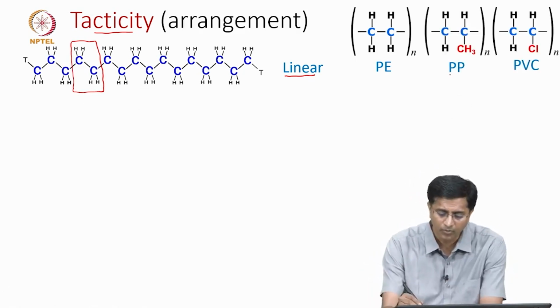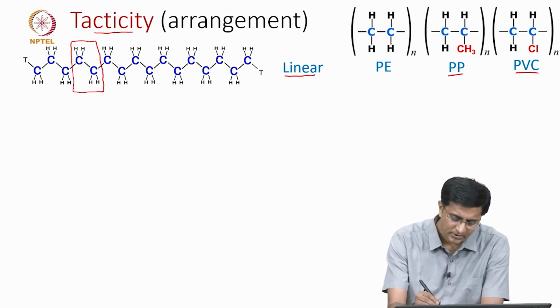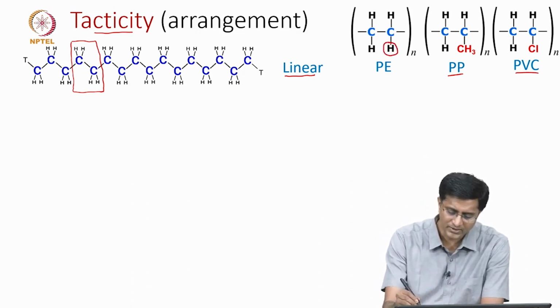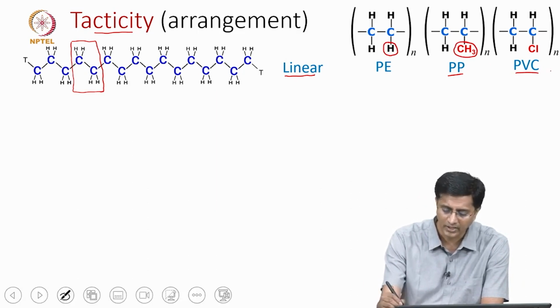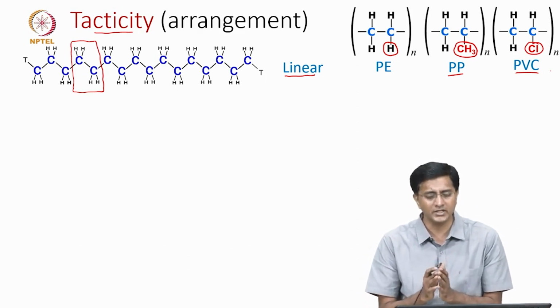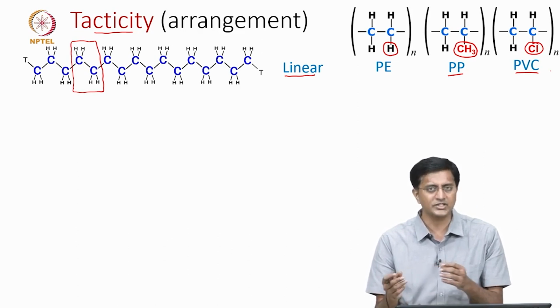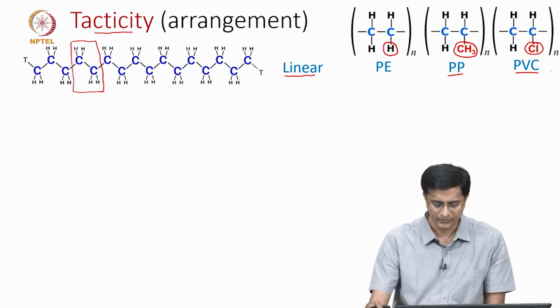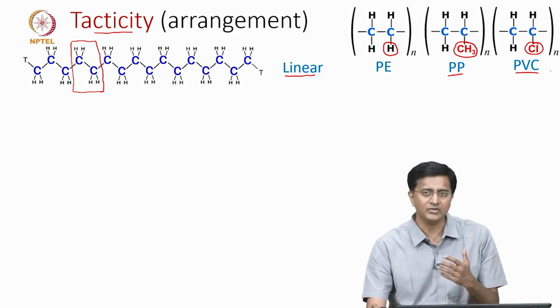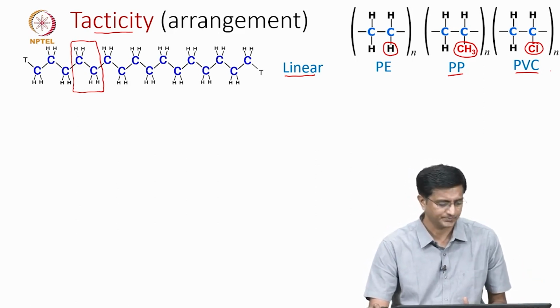But now let us look at other polymers. So, we will look at polypropylene and polyvinyl chloride. How are they different from polyethylene? The only difference is this hydrogen atom is replaced by CH3 for polypropylene and with chlorine for polyvinyl chloride. So, what is happening is we have this additional subgroup or a radical which is coming into the polymer chain.